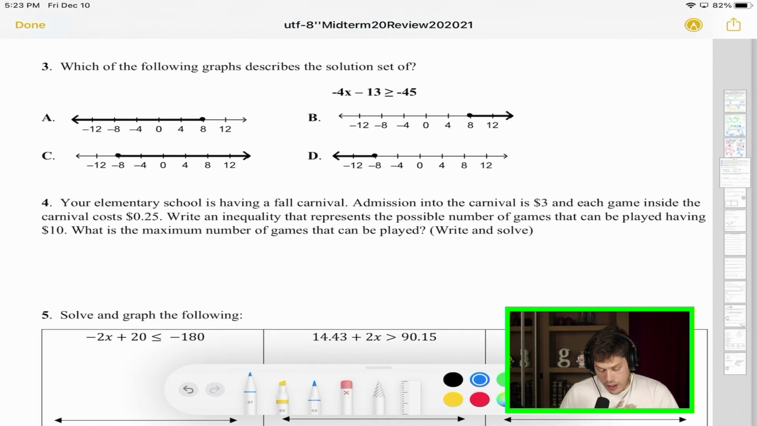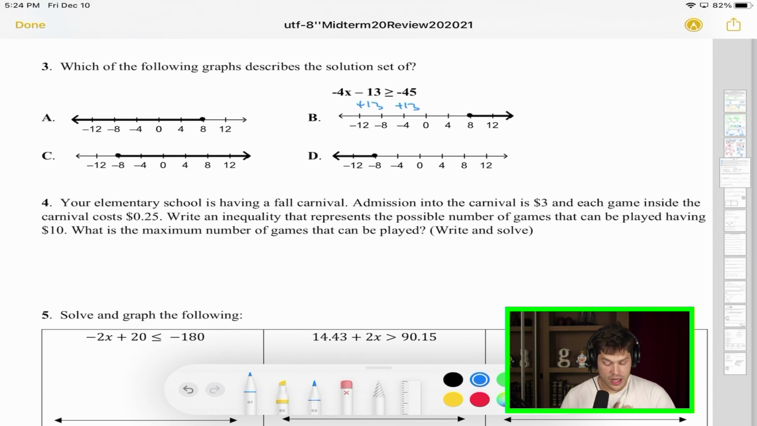Which of the following graphs describes this solution set? Okay, so we need to solve this inequality. So solving these is just like normal algebra. We're going to be adding 13 to both sides.